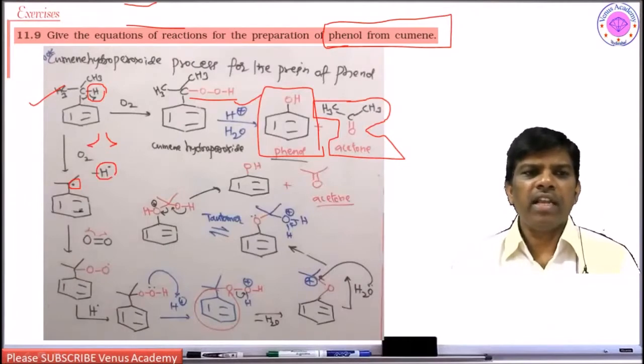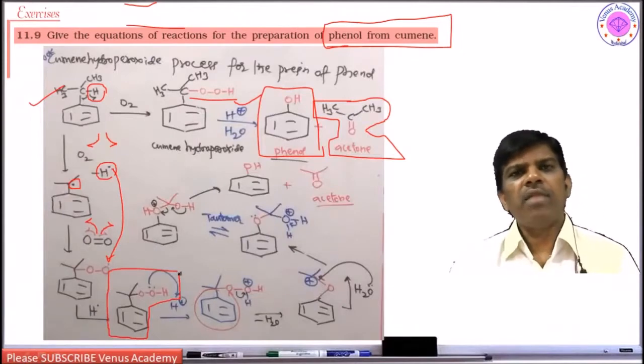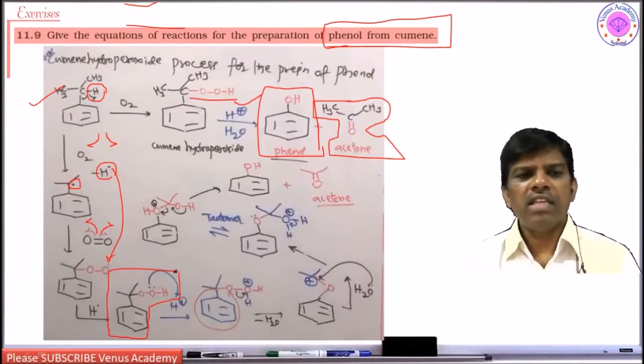Cumene free radical, in presence of oxygen, which undergoes homolysis to give free radical. So this is also a free radical, to give cumene hydroperoxide free radical. This free radical now takes up this hydrogen free radical to give this cumene hydroperoxide, which is actually an intermediate. This can be isolated if you want. So this cumene hydroperoxide intermediate undergoes hydrolysis in presence of acid.